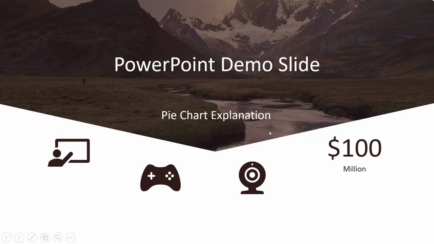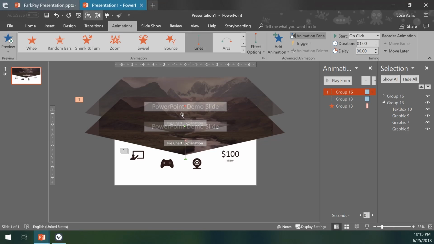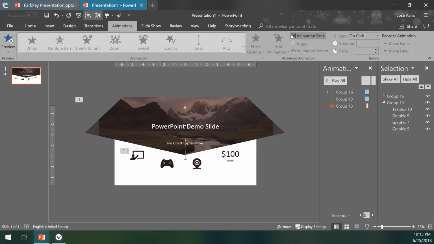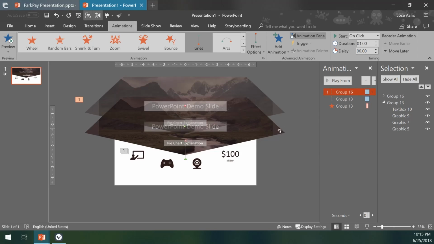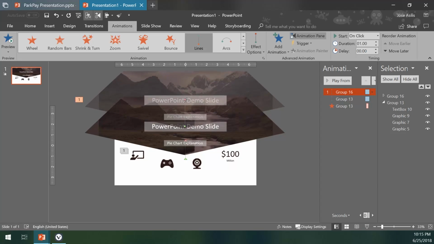Slideshow. Then pie chart explanation. Click here. So you can see that the text doesn't go away. You have two options. Either you can click here and make the group move a little bit more to the top so the text disappears, or you can add a fade out effect to the text box. But notice that when you're grouping the elements, it's not going to be possible because the elements need to be grouped first.